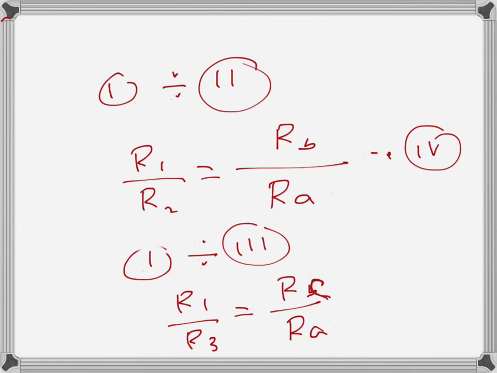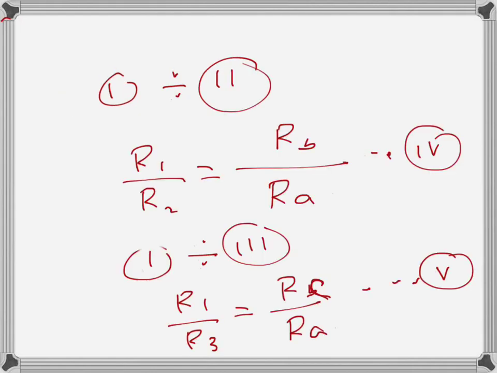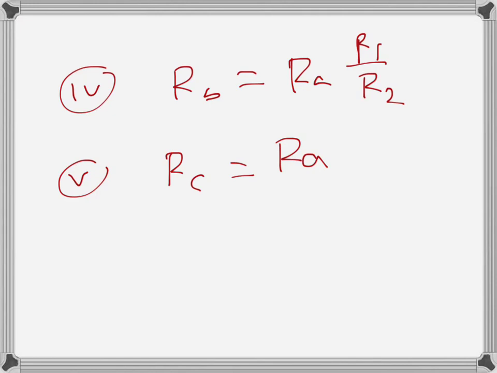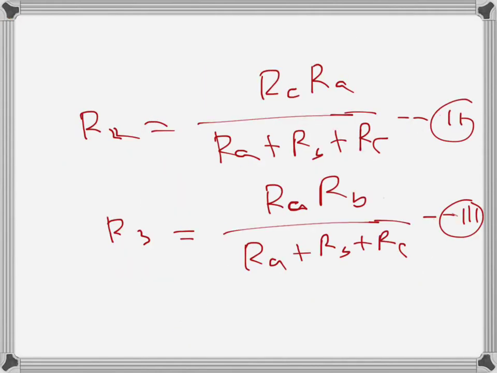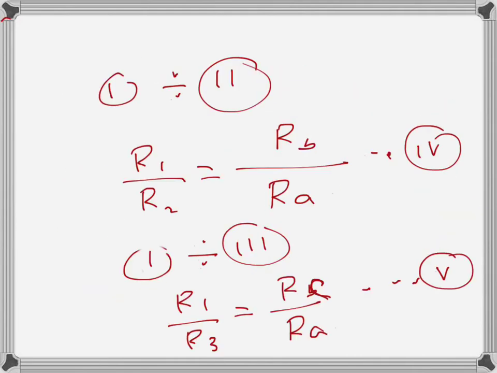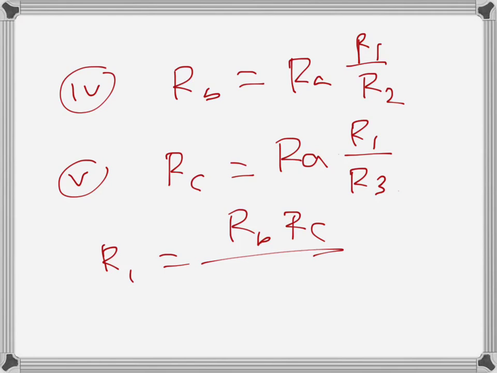Let's call this equation 5. So from 4 and 5, from 4 we can write RB in terms of RA. That will be RA times R1 over R2, and from 5 we can write RC in terms of RA, so that will be RA times R1 over R3. Now these two values we can substitute back in equation 1. So equation 1 is R1 equals RB RC over RA plus RB plus RC.